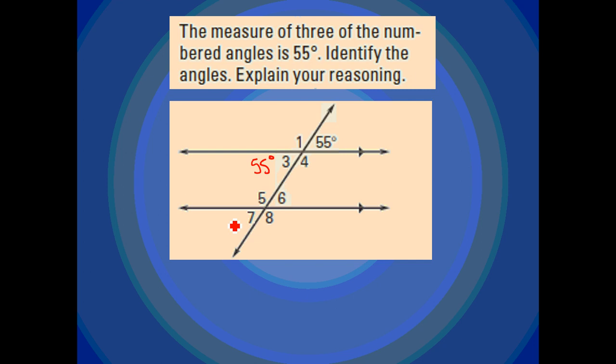Now, 3 and 7 are corresponding angles. I can state that angle 7 is 55 degrees, and that's because corresponding angles are congruent. I can also state that angle 6 is 55 degrees, and there's three ways that I can state that. I can state because vertical angles are congruent, because alternate interior angles are congruent, or because corresponding angles are congruent. So there's several different ways I could state that one.